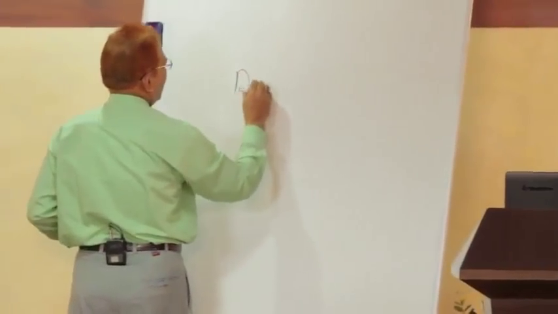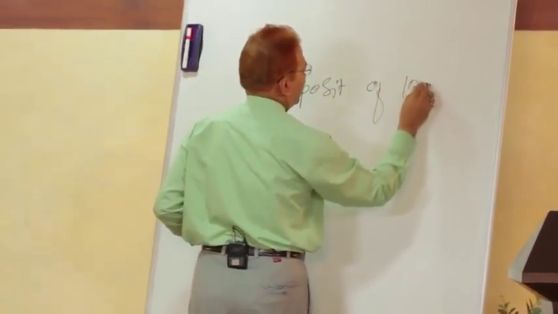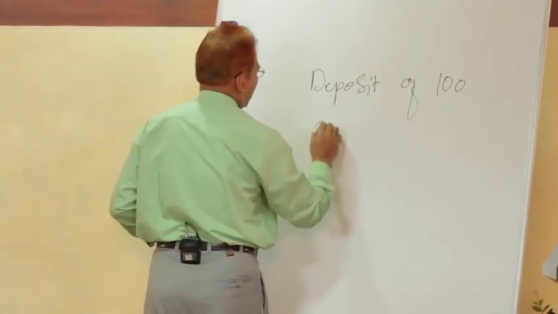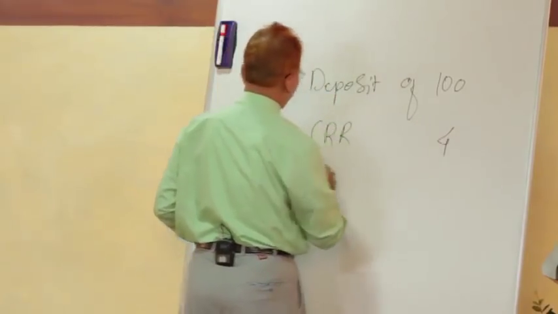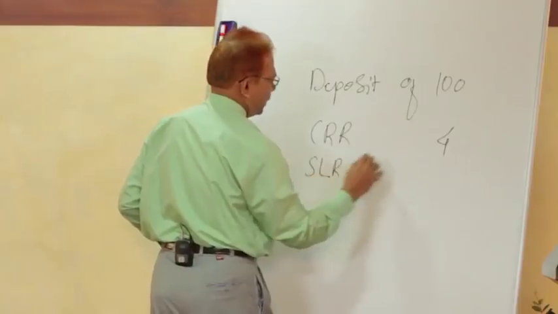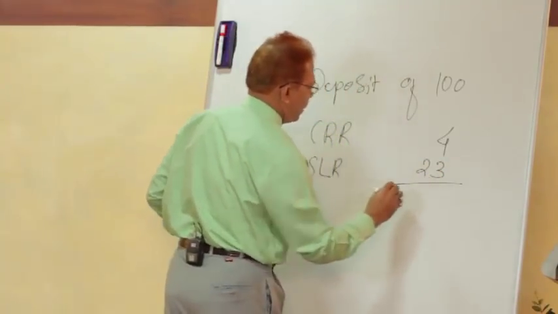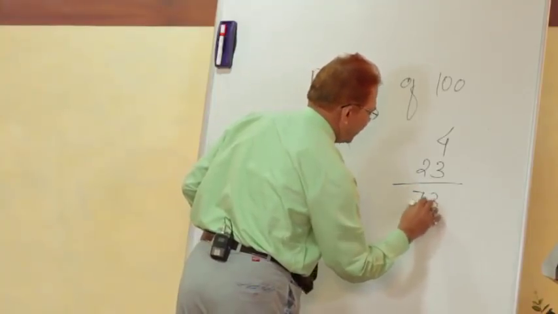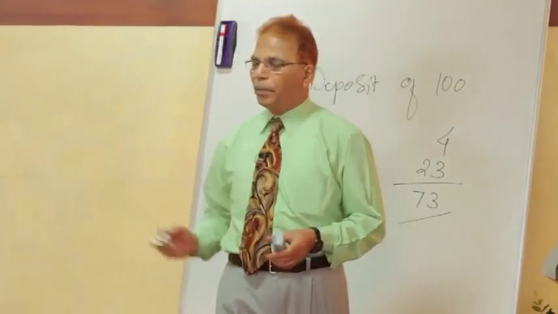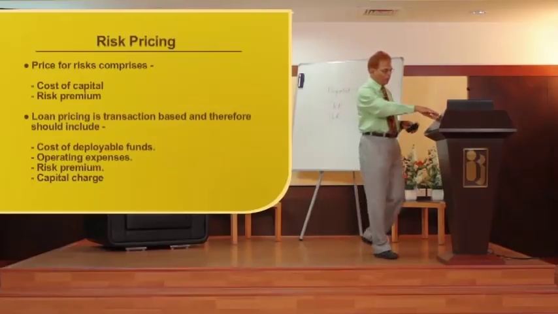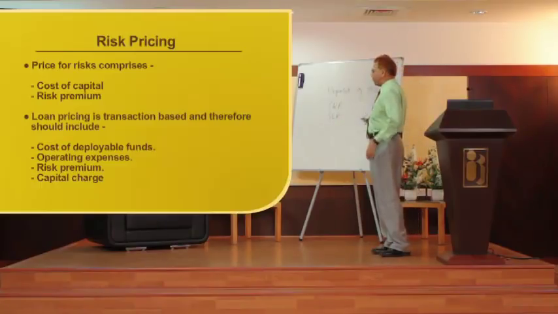For a deposit of 100, there is a CRR which say is 4% and SLR which is 23%. So what remains for deployment is only 73. So basically one of the inputs when you are considering the loan pricing is the cost of deployable deposits. In this case, the deployable deposits are 73.